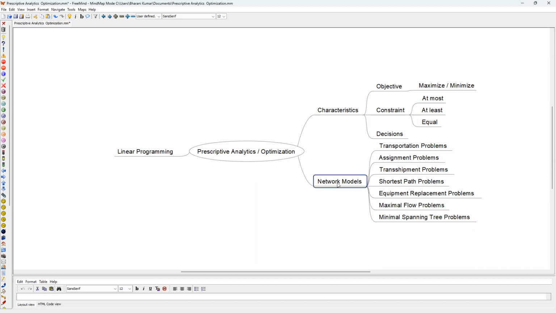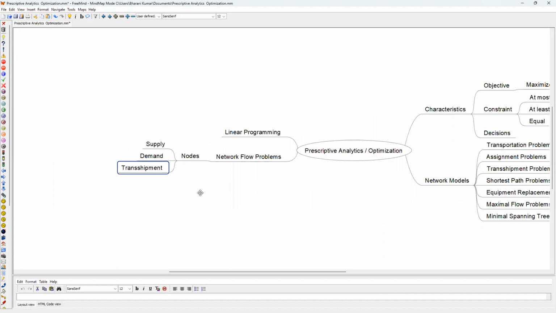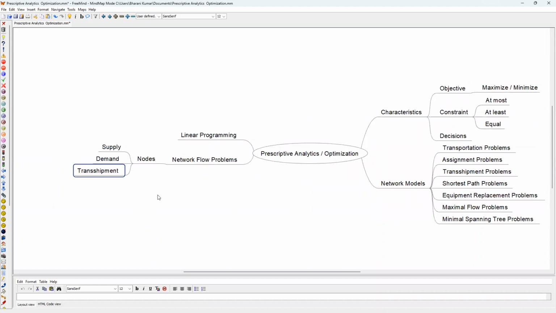Here, when it comes to network problems, majorly, I would call it network flow problems, right? In network flow problems, when it comes to nodes, nodes can be supply points, or nodes can be demand points, or nodes can be transshipment points. These are the three types of nodes which exist.